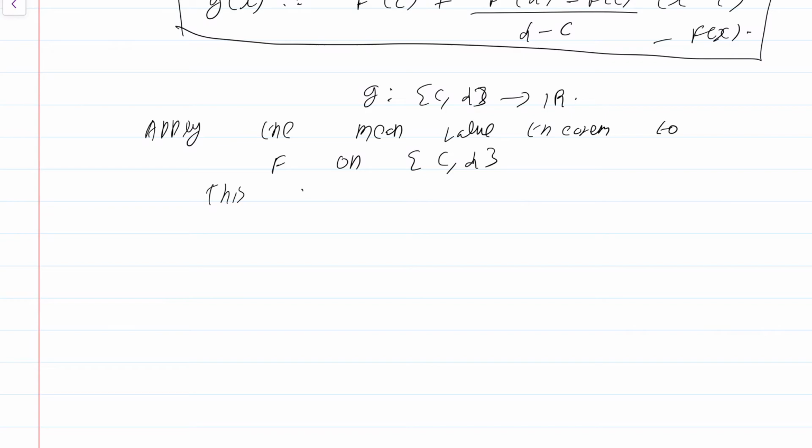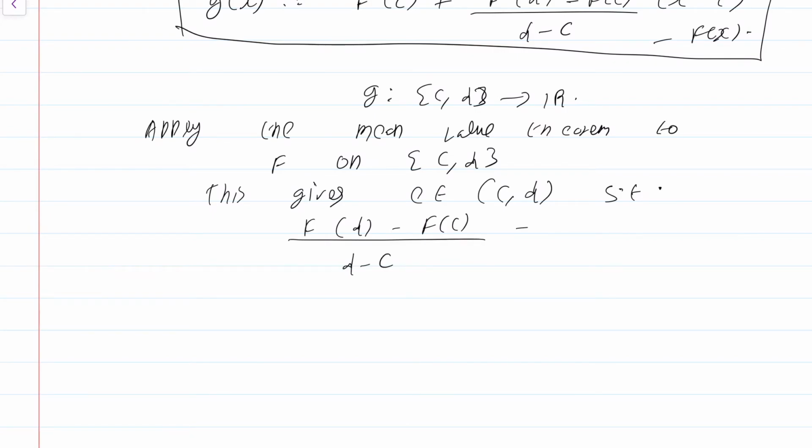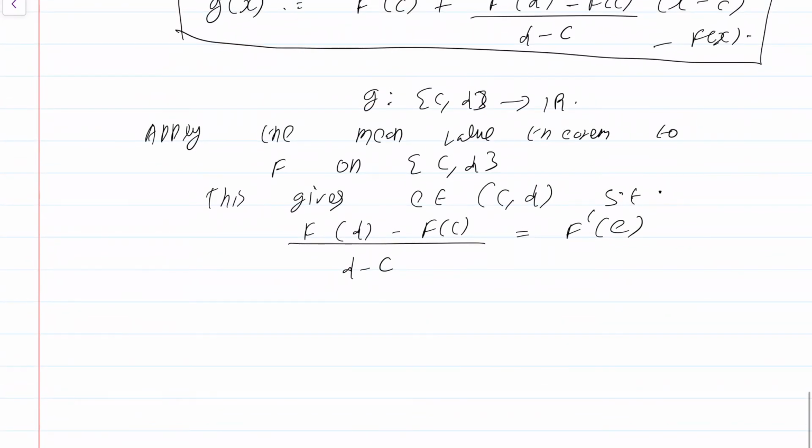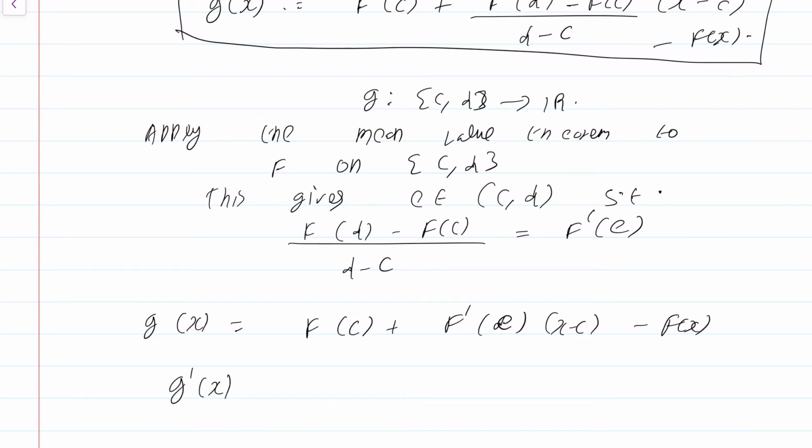This gives e in the open interval (c, d) such that (f(d) − f(c))/(d − c) is equal to f′(e). Consequently, g(x) just becomes f(c) + f′(e)(x − c) − f(x). Therefore g′(x) is just f′(e) − f′(x).